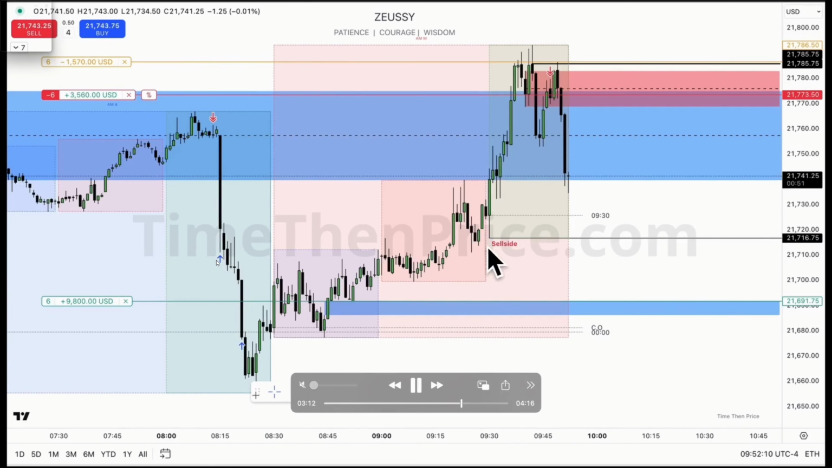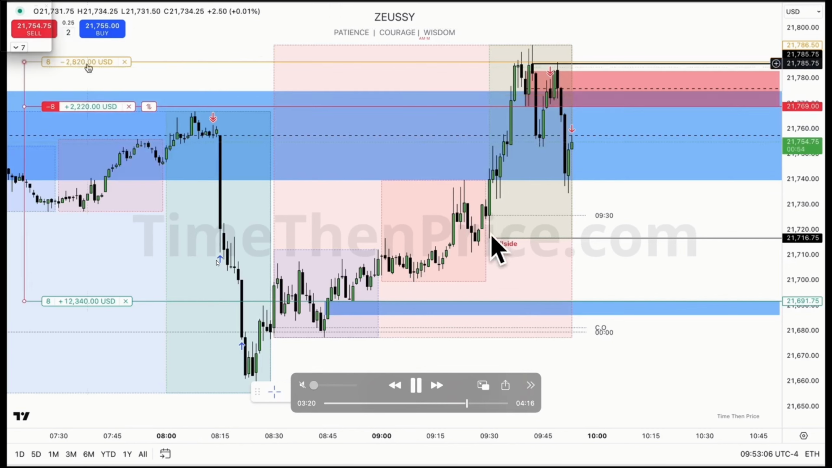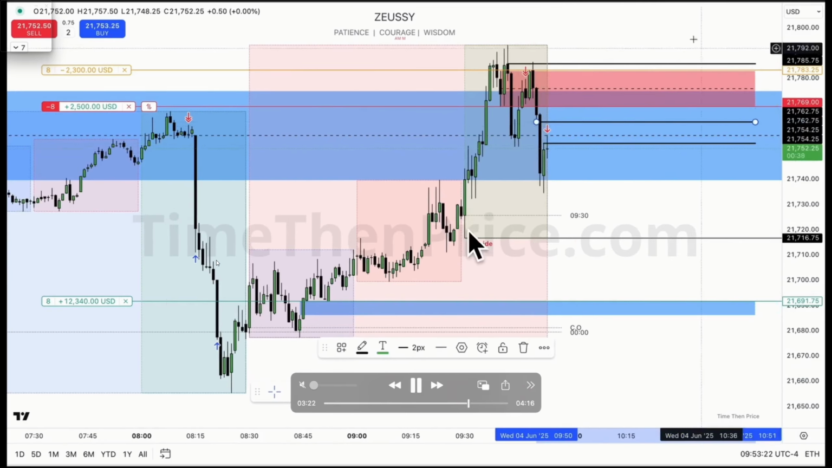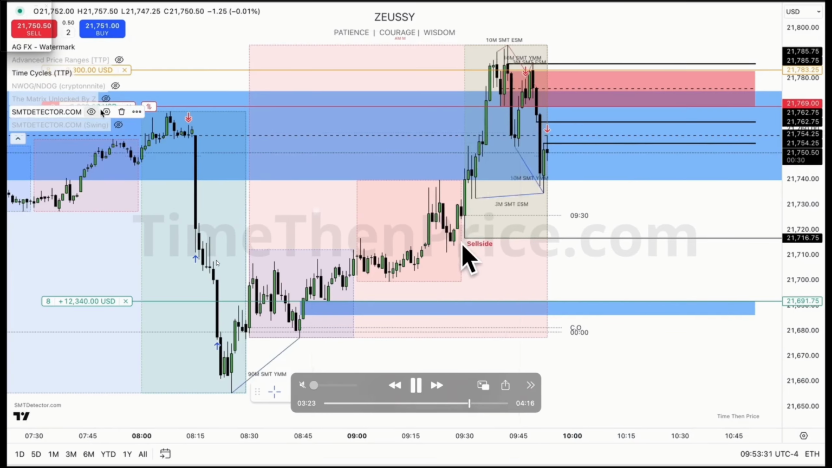Notice that I'm outlining sell side liquidity resting below that 9:30 low right here. And the reason being is because a lot of traders are looking at charts purely from the 9:30 open, since their trading platforms only allow for regular trading hours. Therefore, what's important to note is that this is a very important low. Always pay attention to sell side liquidity resting below the 9:30 to 10 o'clock low.